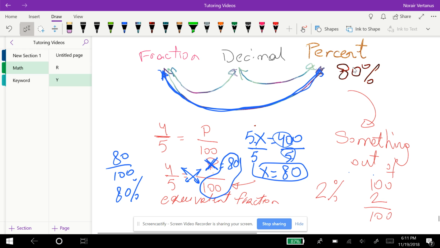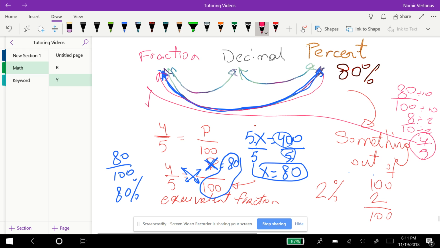And the opposite of that, how would you go from percent to fraction, this direction? Simple, 80% means what? 80 over 100. And then if you want to simplify the fraction, you can. Divide this by 10, and this by 10. That would be 8 over 10. Again, you can simplify. Both of these can be divided by 2. That's going to be 4/5, which we already had right there. So that's how you go from percent to fraction.